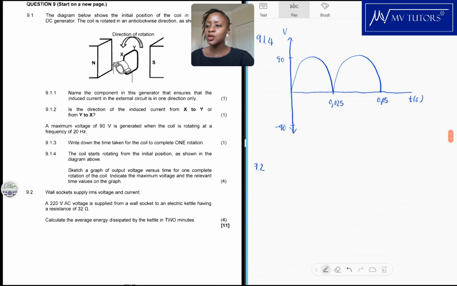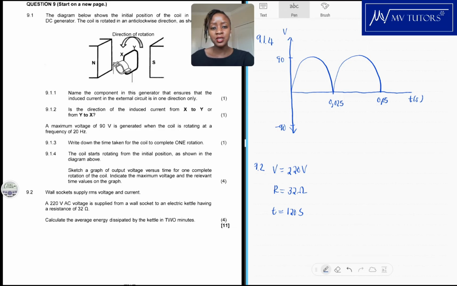So it says wall sockets supply RMS voltage and current. All right, so a 220 volt AC voltage is applied from a wall socket to an electric kettle having a resistance of 32 ohms. Calculate the average energy dissipated by the kettle in 2 minutes. So what information do we have? We have the voltage, which is 220 volts. We have the resistance, which is 32 ohm, and then we have time, which is 2 minutes. We work with seconds, remember? So 2 times 60, that is 120 seconds.